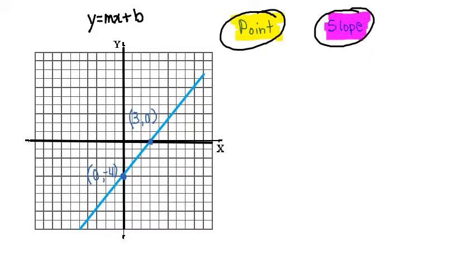Well, fortunately we have 2 points here, so we can pick either one. I'm just going to write both of them down. So we have (3, 0), and we have (0, -4). As always, remember to label, label, label. So this is going to be my first point, so we'll call that x1, y1. And my second point, x2, y2.